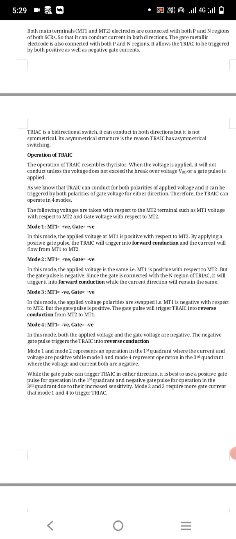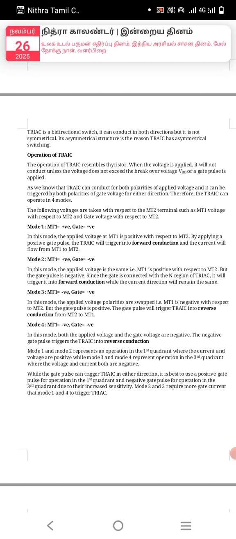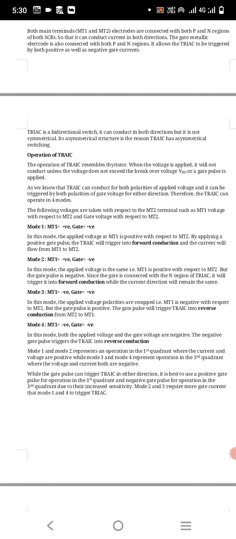Next, mode 2. When MT1 is positive and gate terminal is negative. So in this mode, the applied voltage is the same. MT1 is positive with respect to MT2, but the gate pulse is negative. Since the gate is connected with the N region of TRIAC, it will trigger it into forward conduction while the current direction will remain the same.